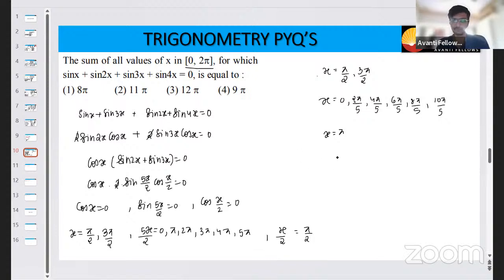we'll get s is equals to pi by 2 plus 3 pi by 2. 4 pi by 2, which is 2 pi plus pi, 3 pi. Here 18, 24, 28, 30 pi by 5. 30 pi by 5 is 6 pi, which is basically 9 pi. So 9 pi is our answer, option number 4.